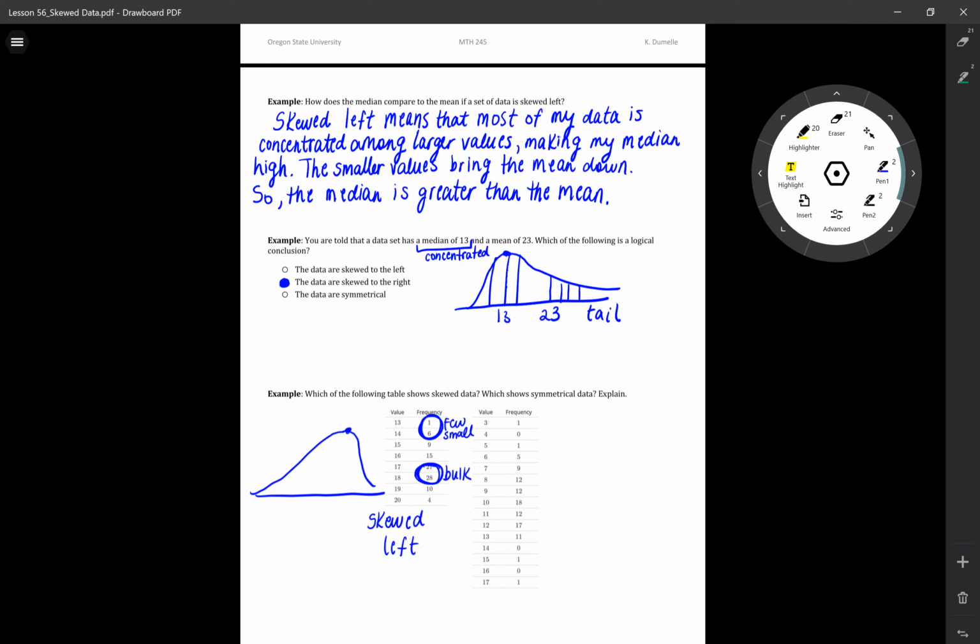Here in the other one, where is the bulk of my data? I see that the bulk is here, right? In this case, the bulk of my data is right smack dab in the middle. And then I have a few values here at this end and a few values here on this end. So because the bulk of my data is in the middle and I have a small number of values at the left and to the right, this means that it is symmetric. Because the bulk of the data is in the center.